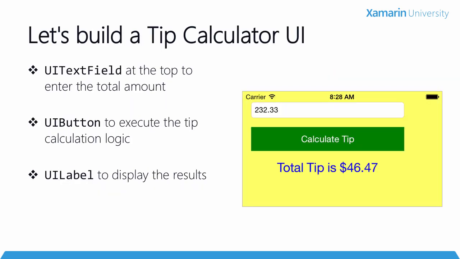So what we want to build is a tip calculator application, and this is the UI that we want to create. We need 3 controls here. We're going to use a UITextField at the top to hold the total price that we want to calculate a tip for. We'll then place a button below that to actually calculate the tip. That will drive the logic, so when we tap the button, it will read the value from the field, calculate the tip internally, and display the results in a label that's positioned just below the button.